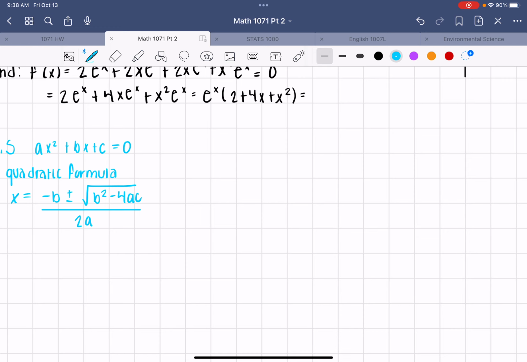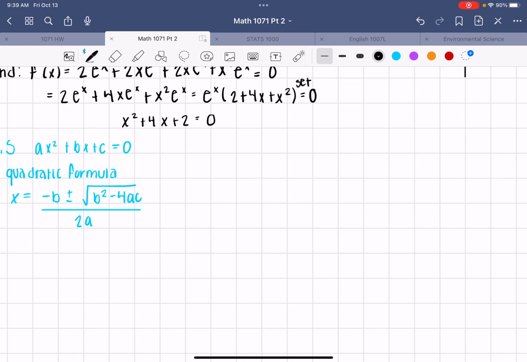Let's continue. Hopefully you remember the quadratic formula. So here is our second derivative. We set it equal to 0. Remember, I said e to the x is never 0. So the only way this could equal 0 is if this quadratic is 0. So x squared plus 4x plus 2 equals 0. I thought that would factor, but no. Here's where you need your quadratic formula.